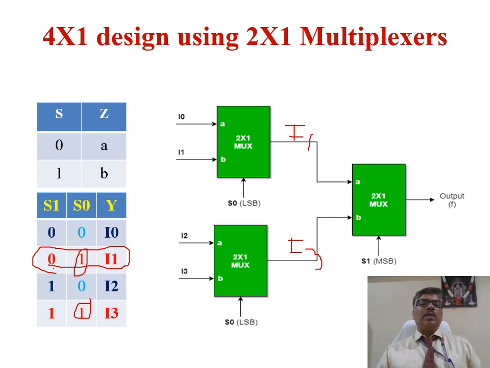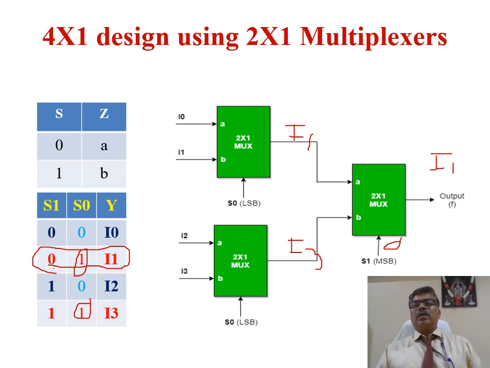But what S1 have I given? 0. So this S1 value is 0. Now what happens? The output will select the input which is applied at A. So the output becomes I1. So if you select 0, 1 on the selection lines, then you are supposed to get I1 as output. The same is explained here.